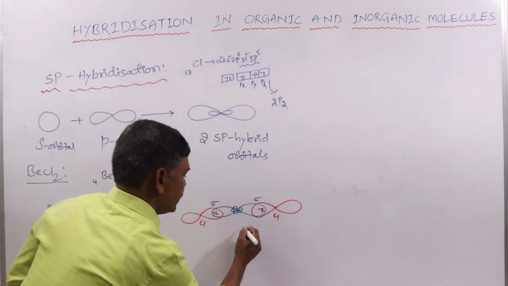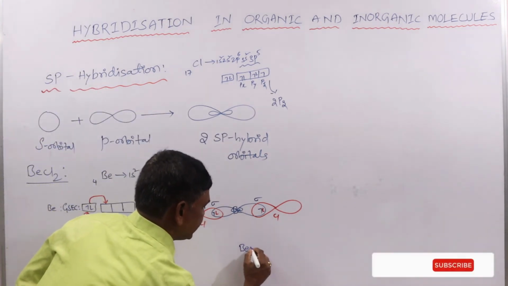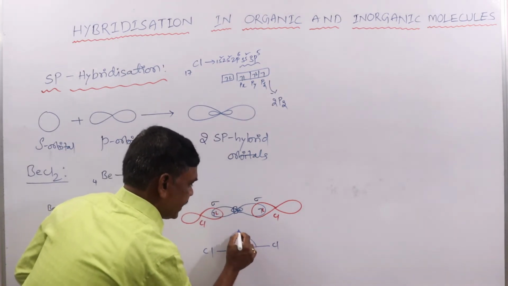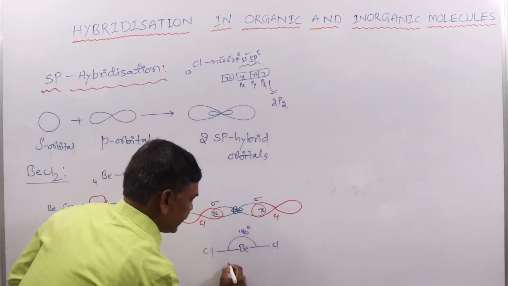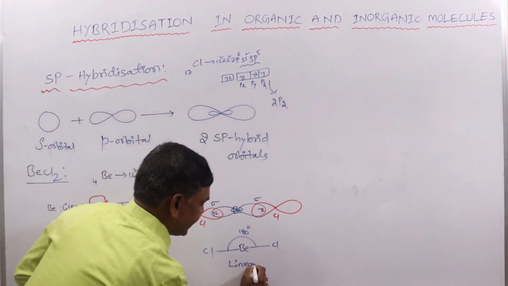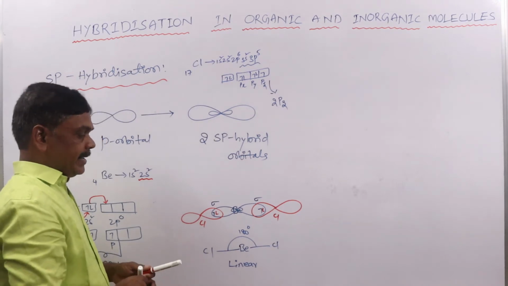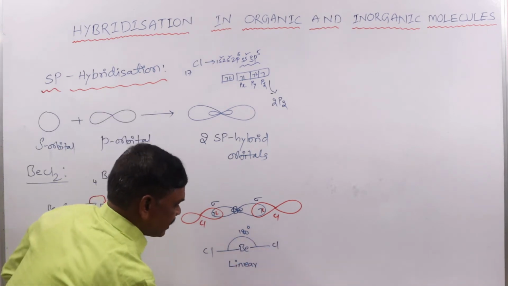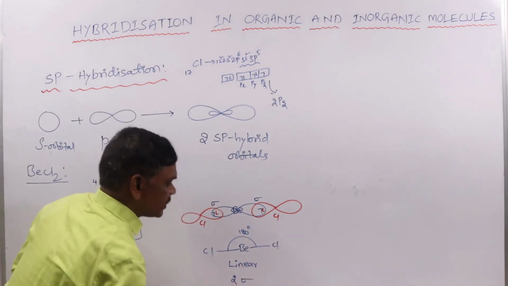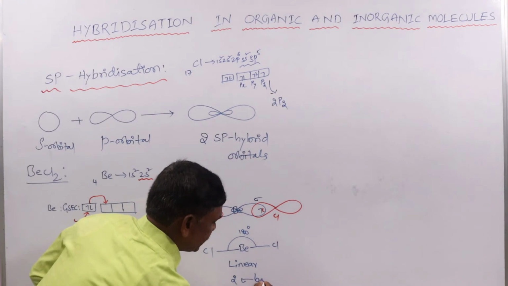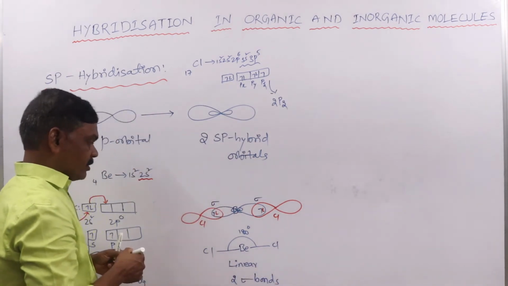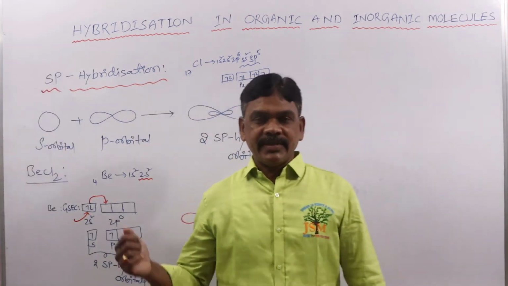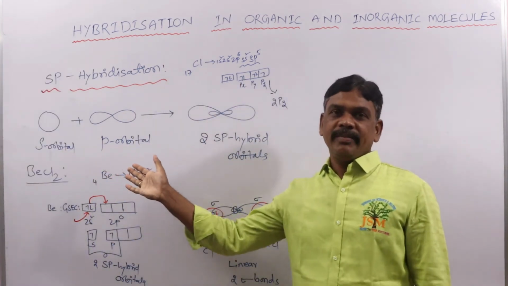The structure of beryllium chloride is Cl-Be-Cl. The bond angle is 180 degrees and the geometry is linear. In beryllium chloride, two sigma bonds are formed. This is the structure of beryllium chloride, an inorganic molecule.